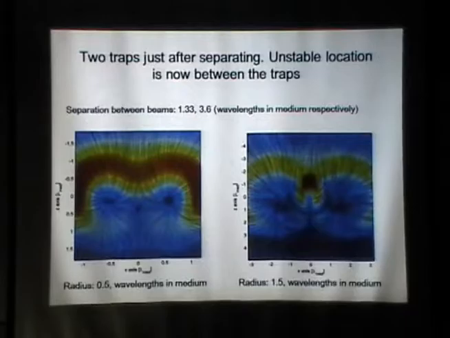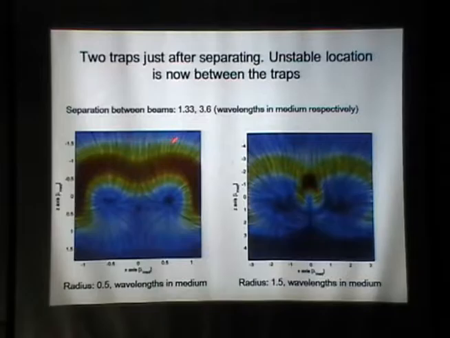So we can model that. And then this is the situation which occurs for these 2 sizes of the particles. So I have 2 sizes of the particle, but the beams are just after separation. So they are 1.33 wavelength apart.